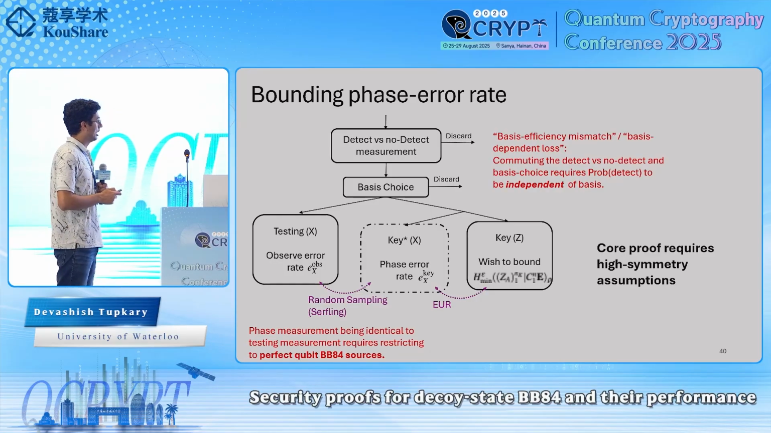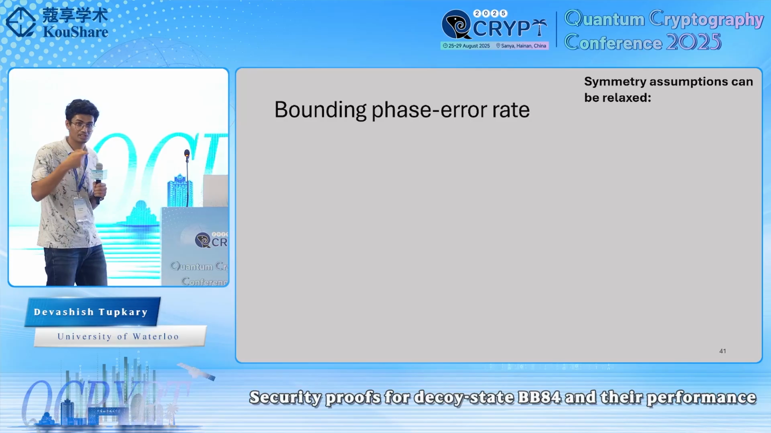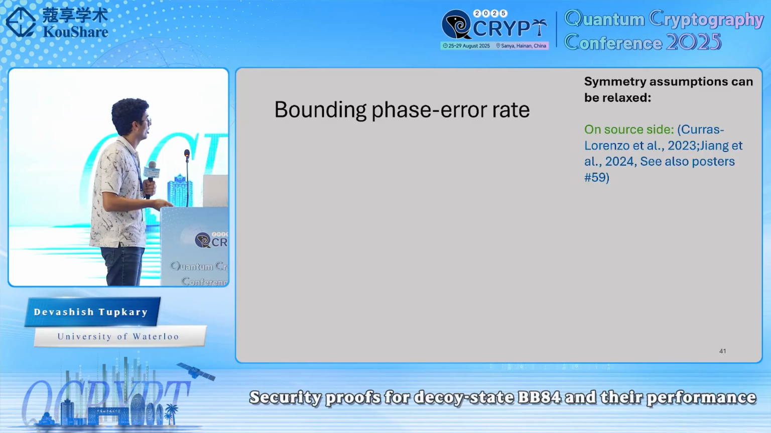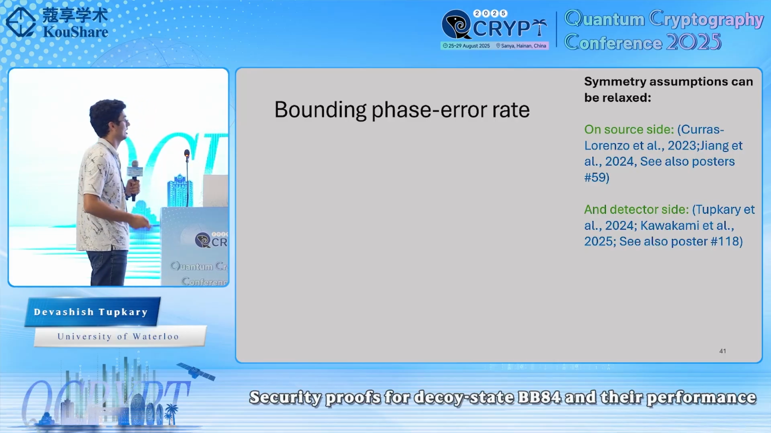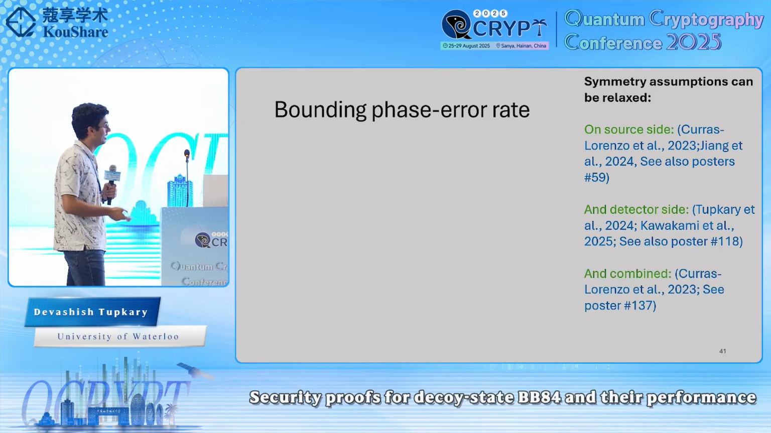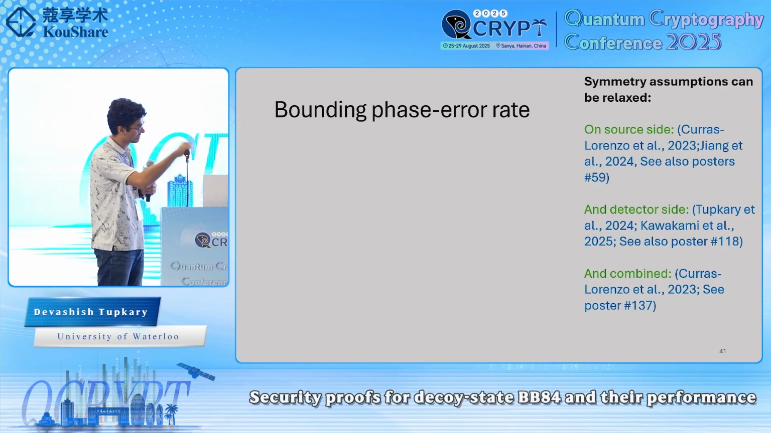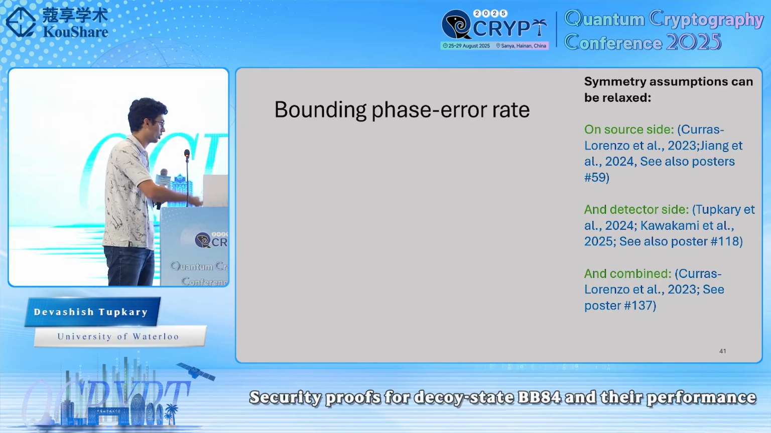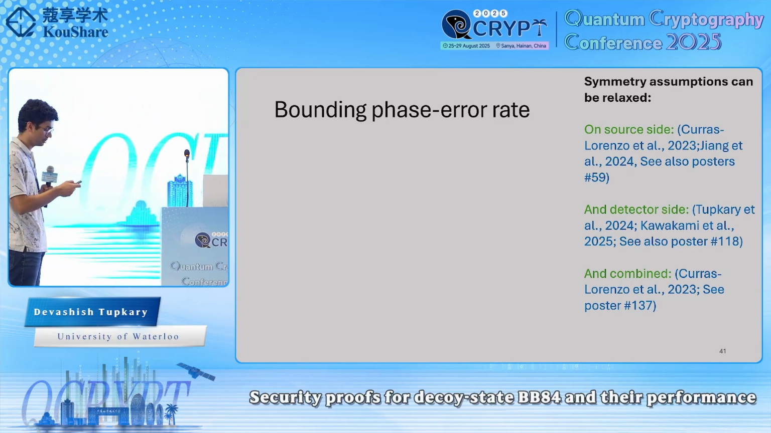Okay? This is not that much of a problem. These symmetry assumptions can be relaxed. On the source side, they have been relaxed in many, many works. On the detector side, they have been relaxed. These relaxations can be combined. So we have ways to bound the phase error rate and use them in security proofs for both source imperfections and detector imperfections without strong symmetry assumptions.